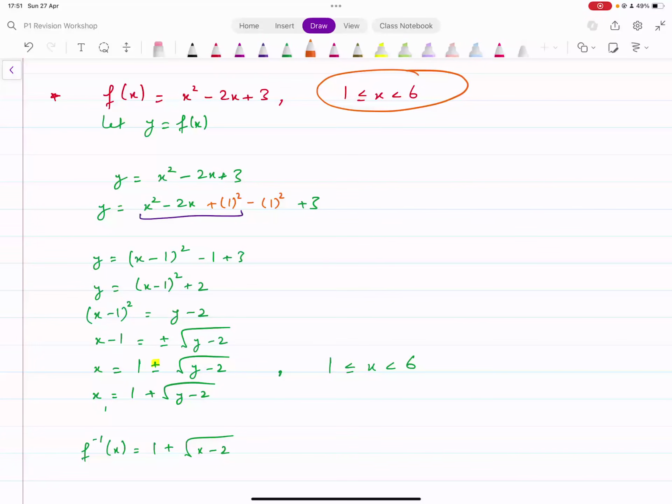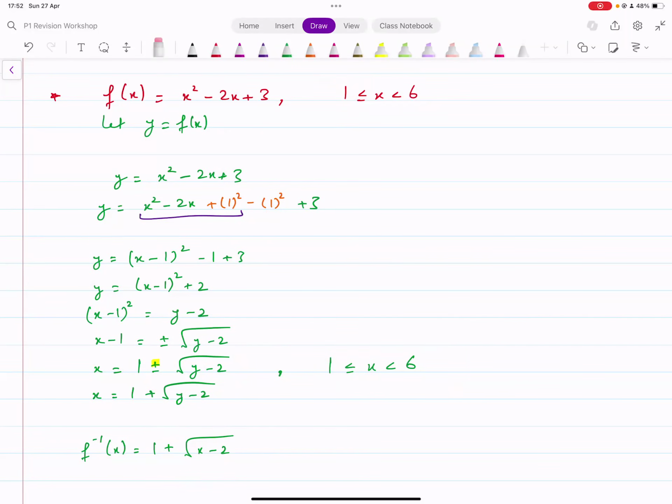What about the inverse of this? Now the domain is from 1 to 6. How can you get a number from this expression that is between 1 and 6? Would you have to do 1 plus something or 1 minus something? If you do 1 minus something, that value will be less than 1. That's not what we want. We want something that's greater than 1. So the final sign that you use here is going to be a plus sign. So the inverse function therefore becomes 1 plus the square root of x minus 2, and that's your final result.